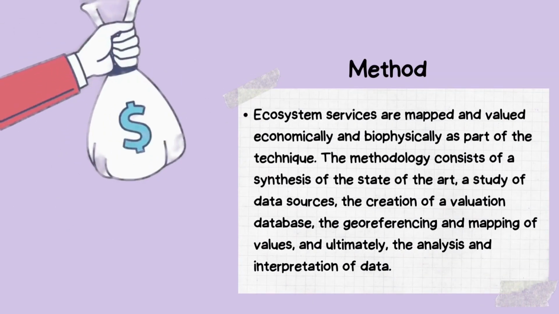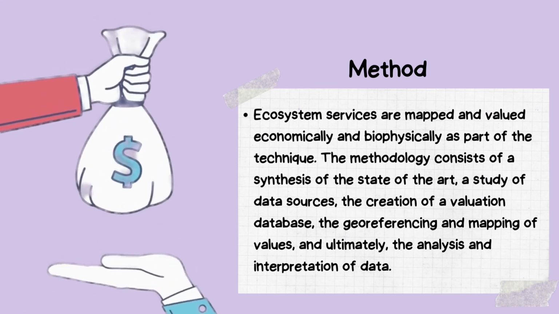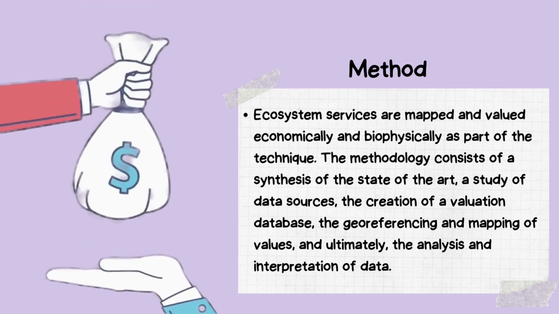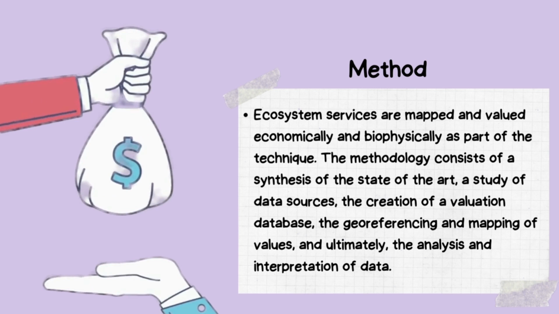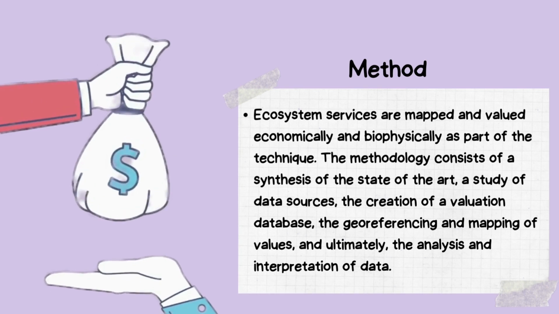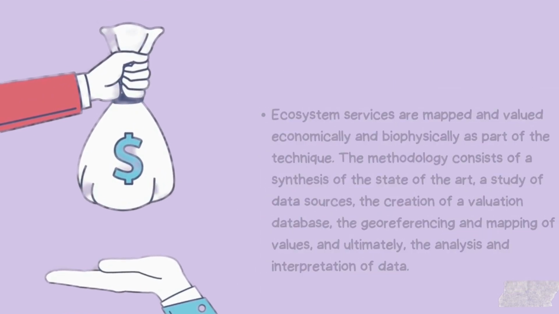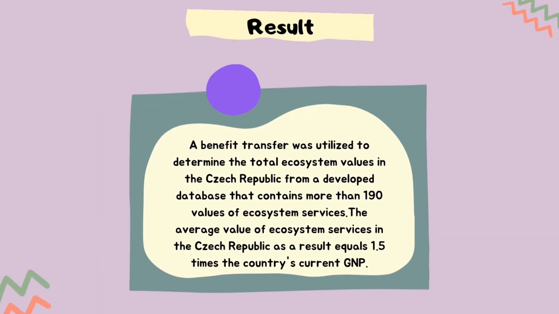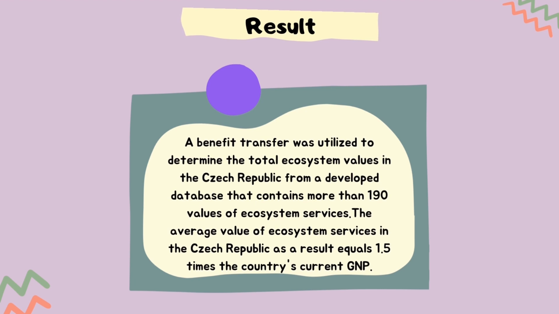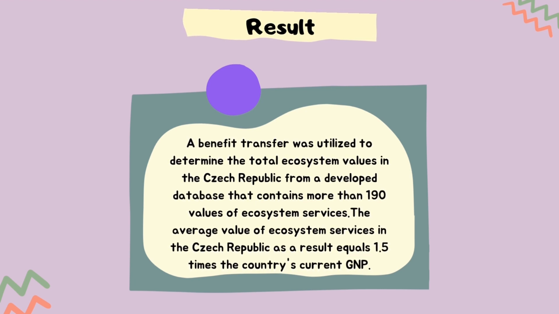The methodology consists of a synthesis of the state-of-the-art, a study of data sources, the creation of a valuation database, the georeferencing and mapping of values, and ultimately, the analysis and interpretation of data. The result shows a benefit transfer was utilized to determine the total ecosystem values in the Czech Republic from a developed database that contains more than 190 values of ecosystem services. The average value of ecosystem services in the Czech Republic as a result equals 1.5 times the country's.